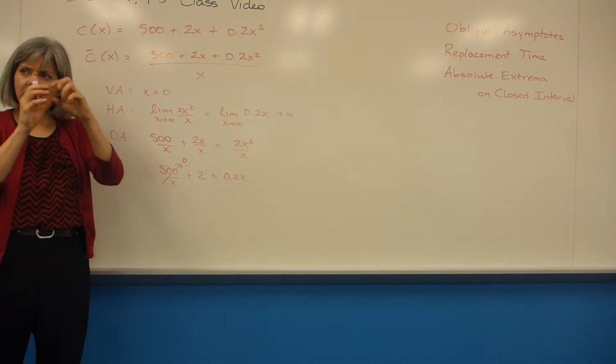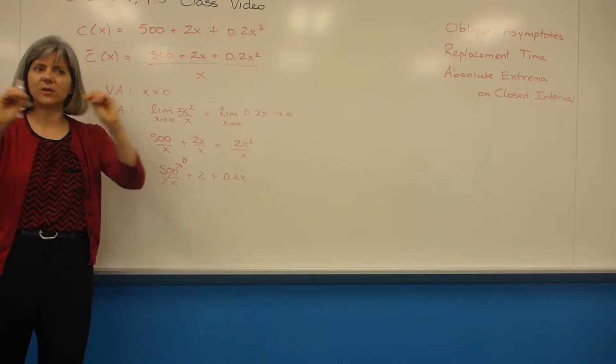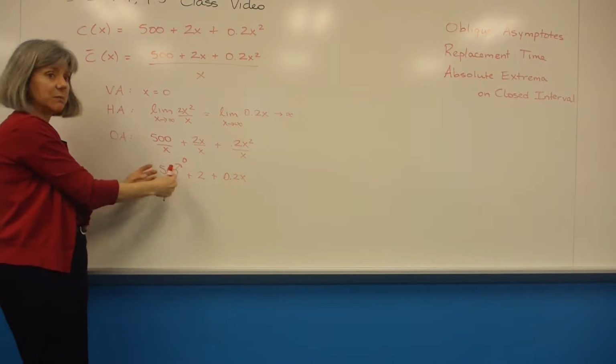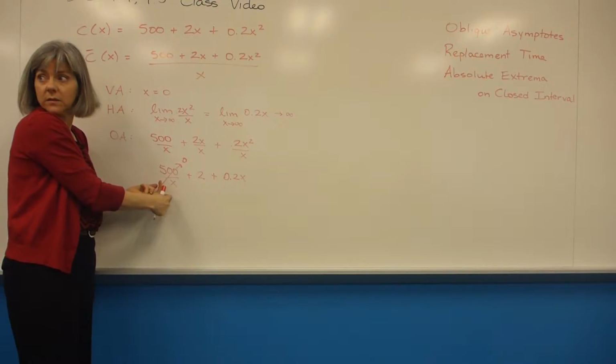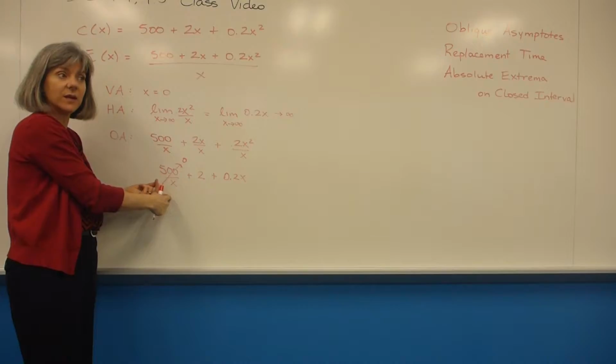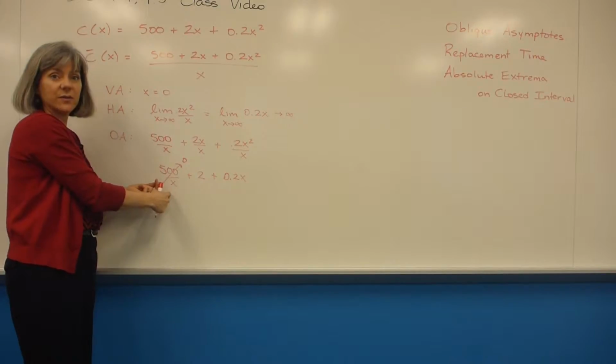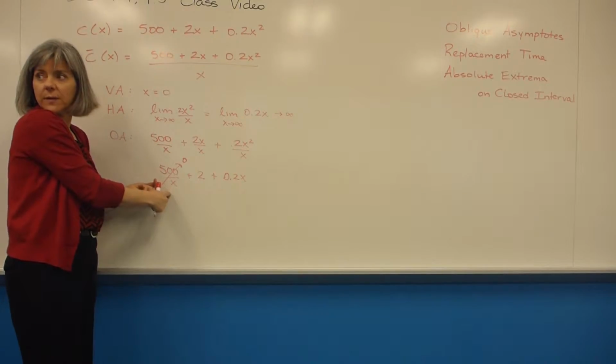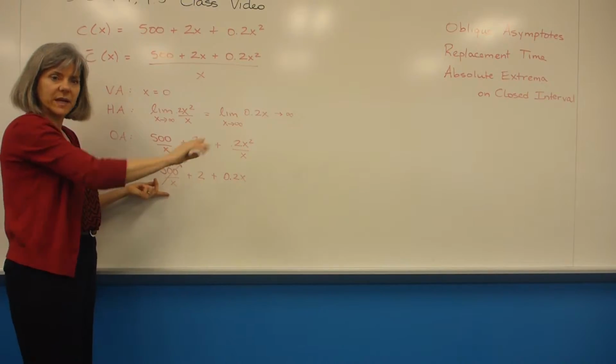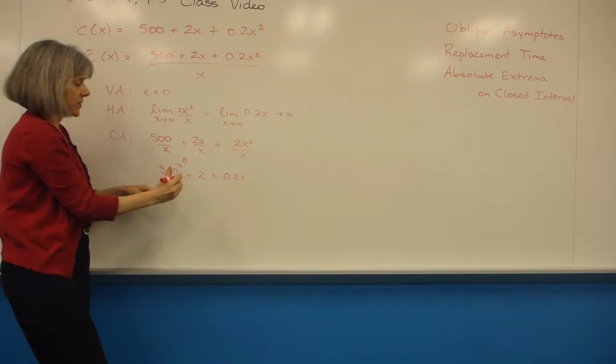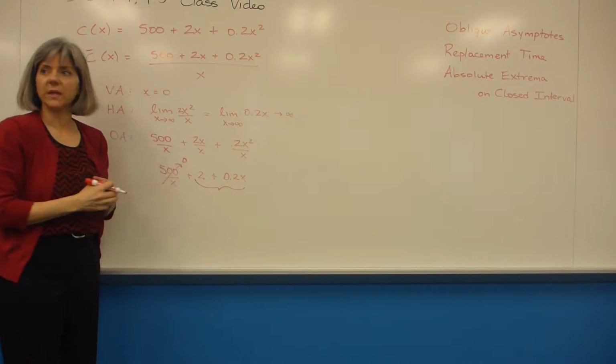Remember, asymptotic behavior is all about what happens way out at the ends. Clearly in the middle, this is going to matter. When x is 1, this matters. When x is 10, this matters. When x is 200,000, maybe not so much, right? So remember, asymptotes are all about big. That's why I can ignore this one. So that means this is my oblique asymptote.